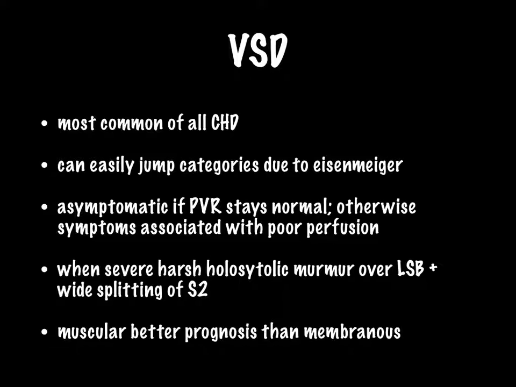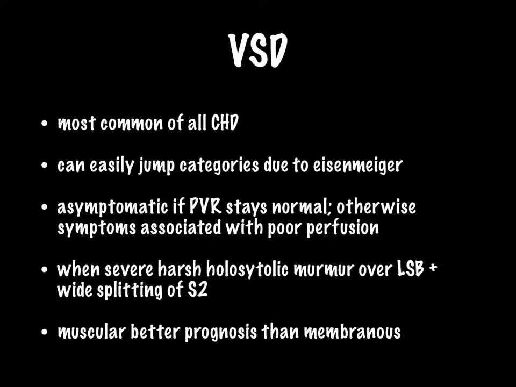The ventricular septal defect is the most common of all congenital heart diseases. It can easily jump categories due to the Eisenmenger syndrome. And it's asymptomatic if the PVR stays below the SVR. Otherwise, it shows symptoms associated with poor perfusion, like heart failure, failure to thrive, cyanosis. And when you have the classic severe VSD, you're going to show a severe harsh holosystolic murmur.